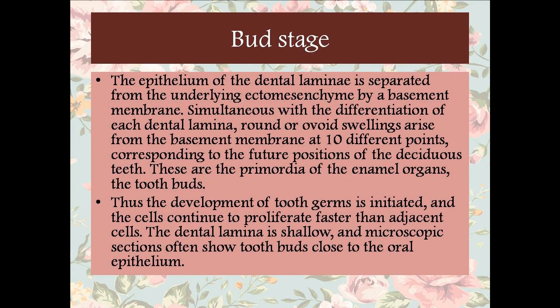The epithelium of the dental lamina is separated from the underlying ectomesenchyme by a basement membrane. Simultaneous with the differentiation of each dental lamina, round or ovoid swellings arise from the basement membrane at 10 different points, which is nothing but your 10 future deciduous teeth. Now, these are the primordia of the enamel organs, the tooth buds. Thus, the development of tooth germs is initiated and the cells continue to proliferate faster than the adjacent cells. The dental lamina is shallow and microscopic sections often show tooth buds close to the oral epithelium.